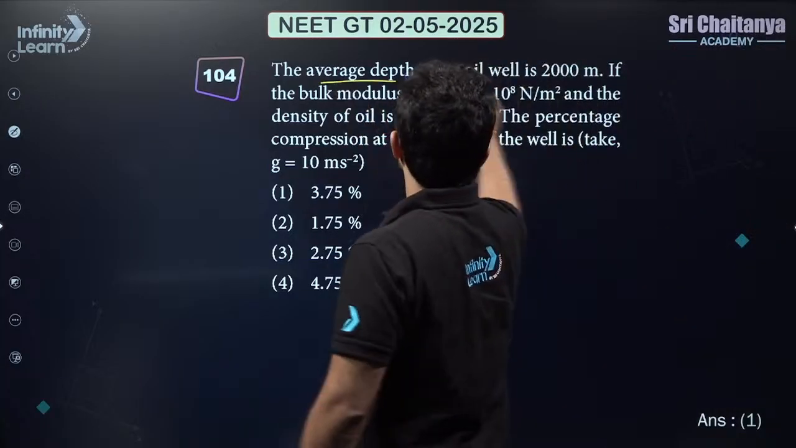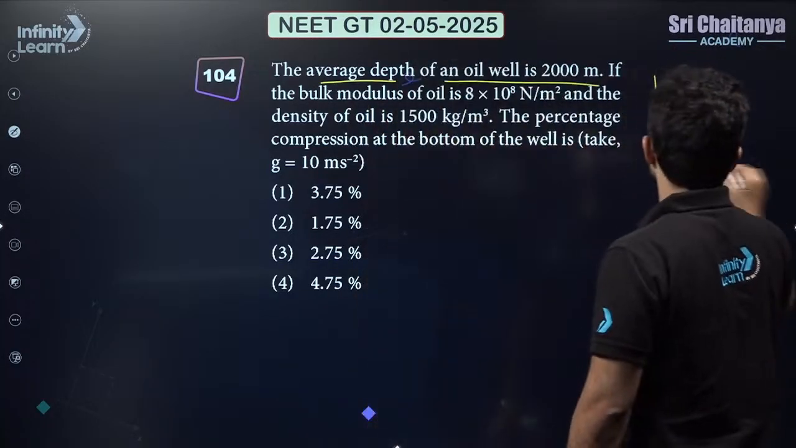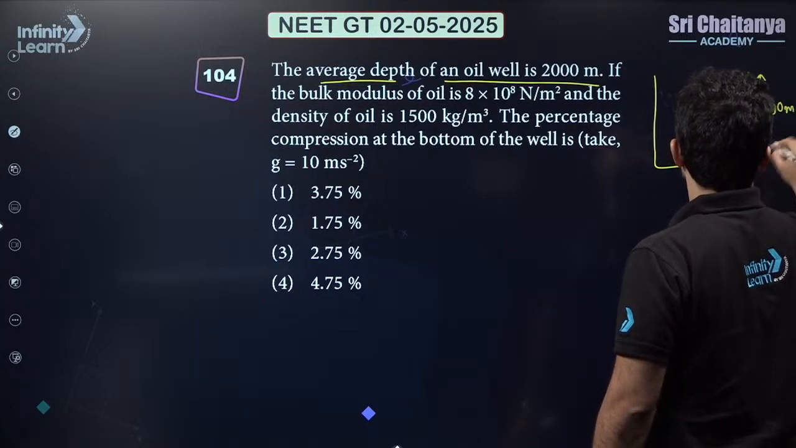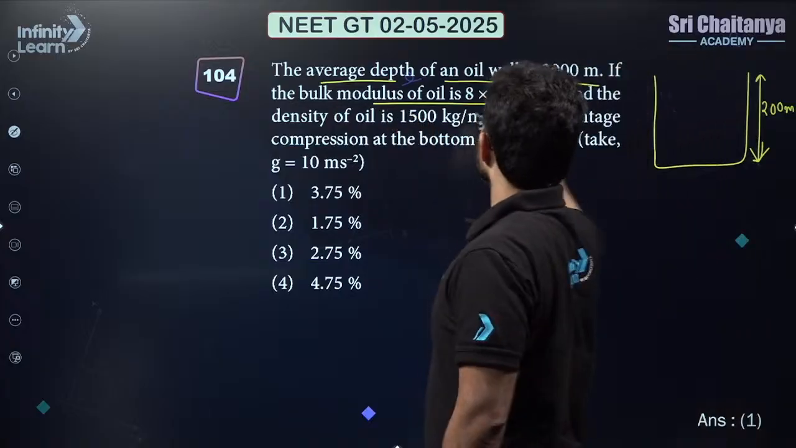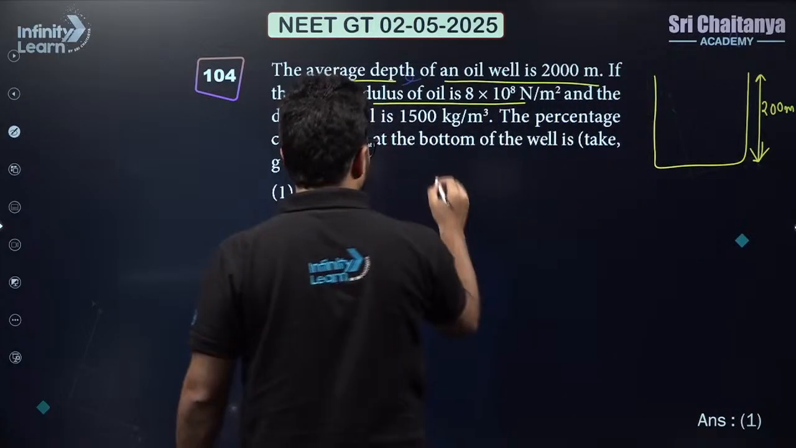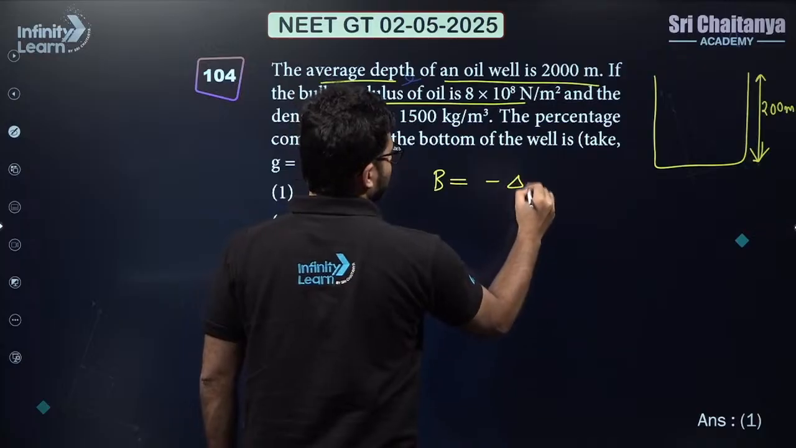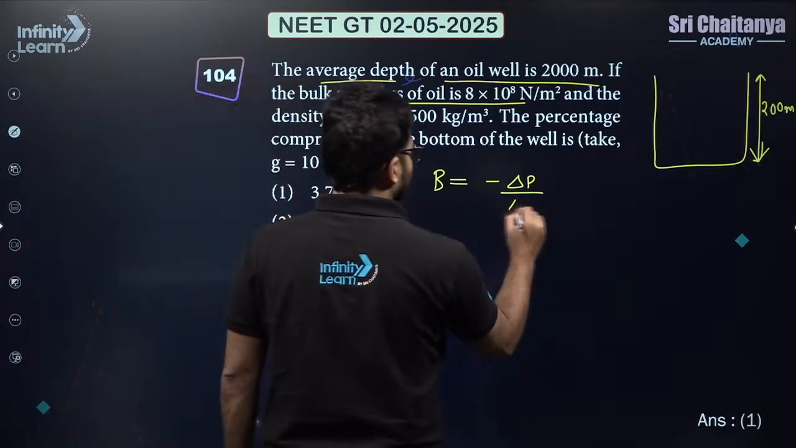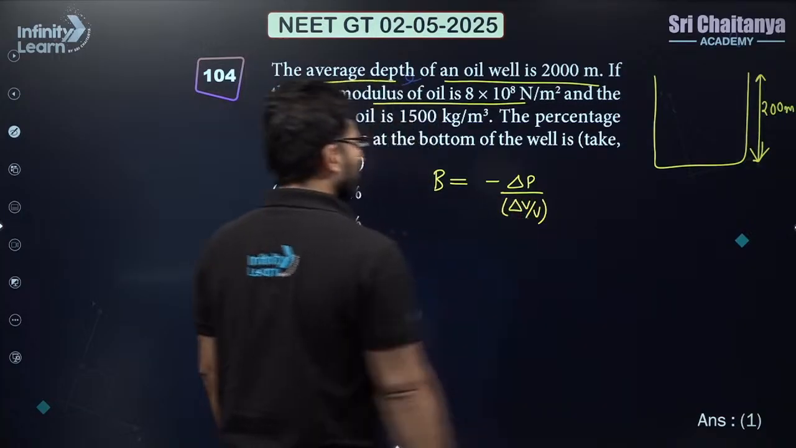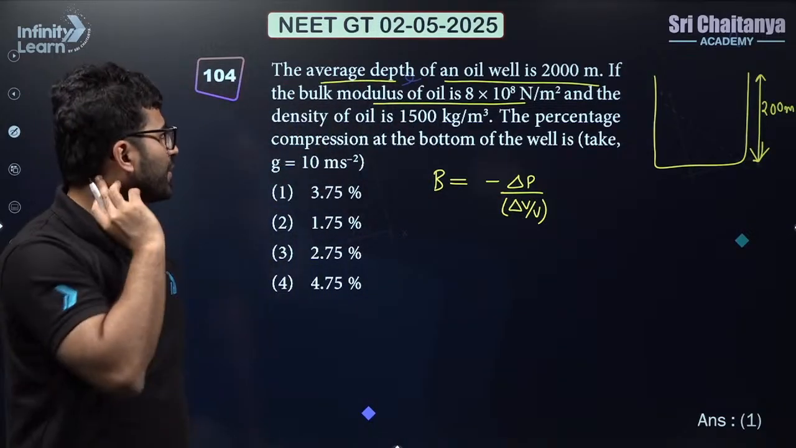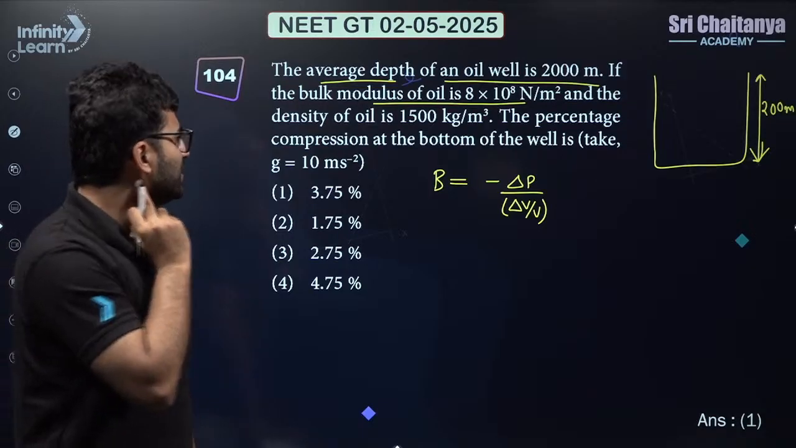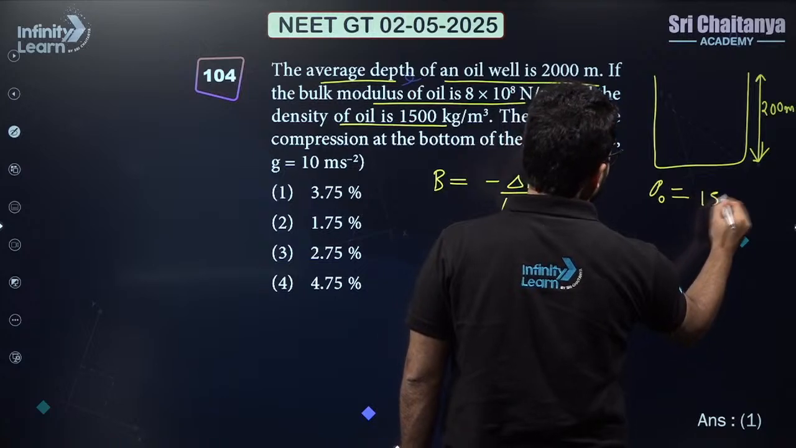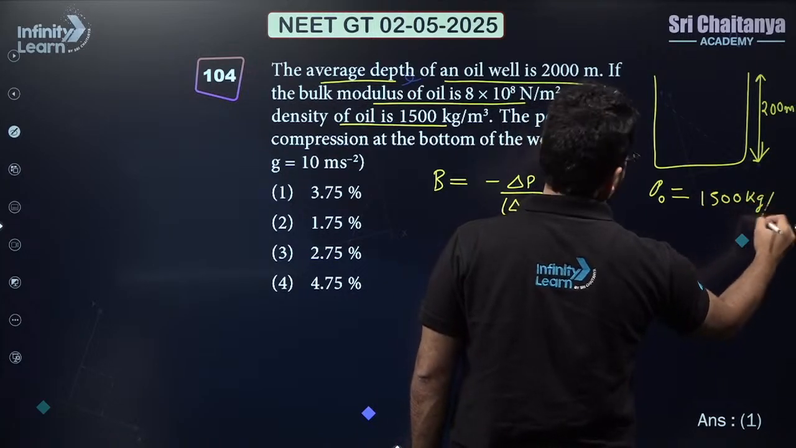Again, the average depth of an oil well is 200 meters. So let's say this is my oil well and this depth is given to you, which is 200 meters. Okay, fine. If the bulk modulus of oil is this much. So what is the formula for bulk modulus? Minus delta P, which is a change in pressure, divided by the rate of change of volume, delta V by V. That is my bulk modulus, right? Okay. So this is given to you and the density of oil is given to you. So the density of oil is basically 1500 kg per meter cube.